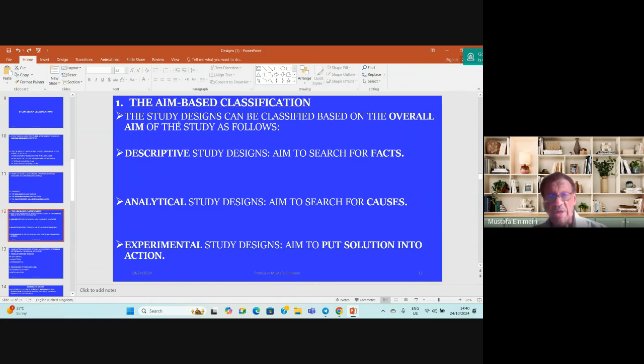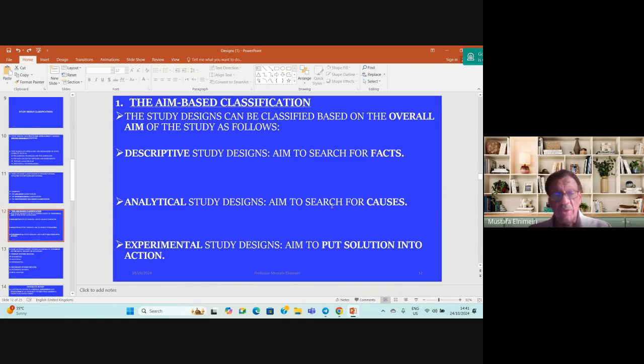In the aim-based classification, the study designs can be classified based on the overall aim of the study as follows. Descriptive study design, whose aim is to search for basic facts around a certain problem. And then the second category is the analytical study designs, which aim to search for causes, to find etiological association between variables, for example between smoking and cancer of the lung, or between exposure to asbestos dust and mesothelioma of the pleura.